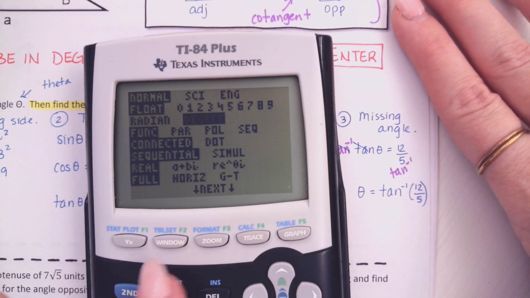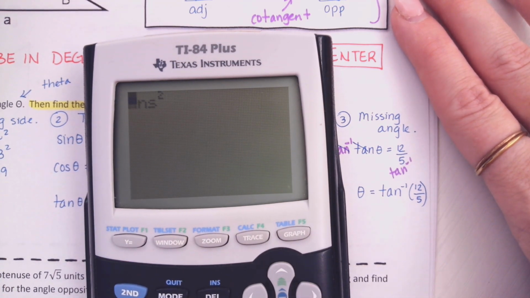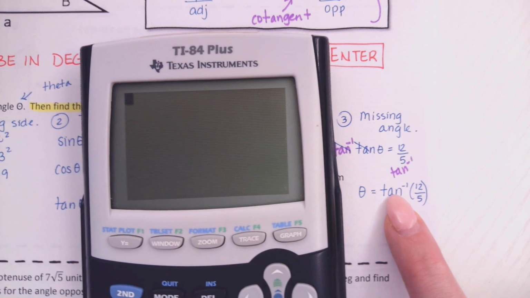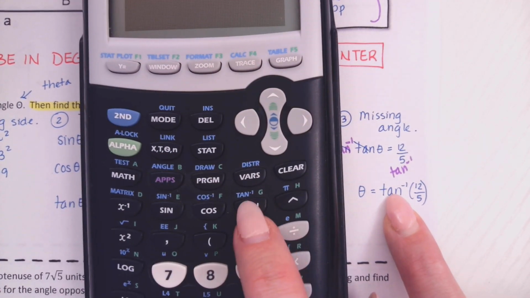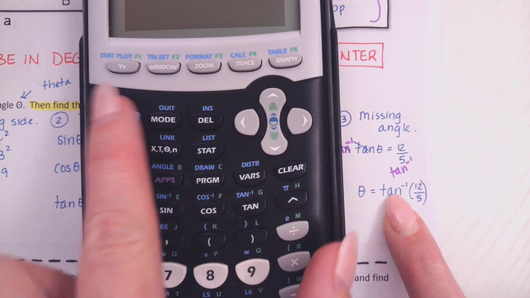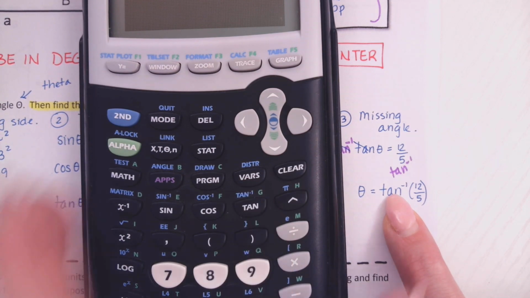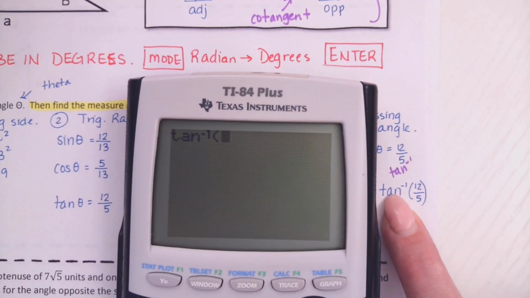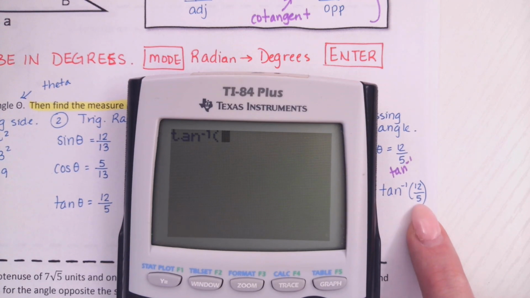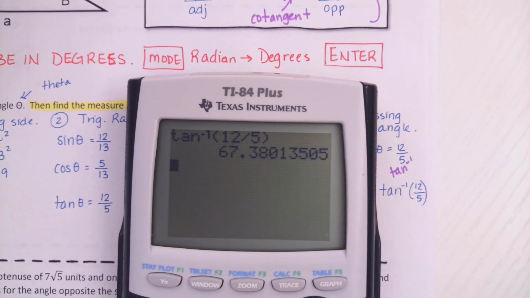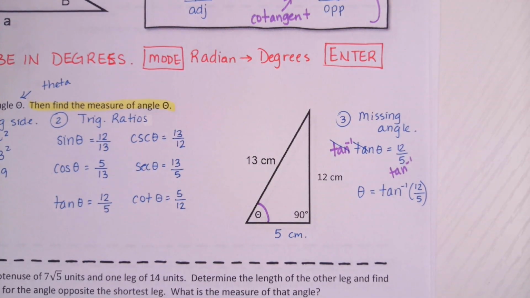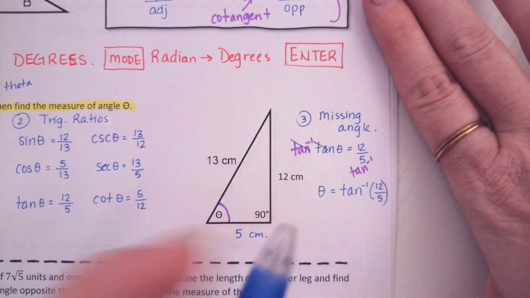So I'm going to go back just to my normal typing window now. And I want to use that tangent inverse button. So in order to access it, we have to press our blue button. Tangent inverse. So make sure it shows up with the -1 on your calculator. And then we'll type 12 divided by 5, or you can type the fancy fraction 12/5. And that should tell us that angle in degrees. Let's round to 2 decimal places, 67.38 degrees.